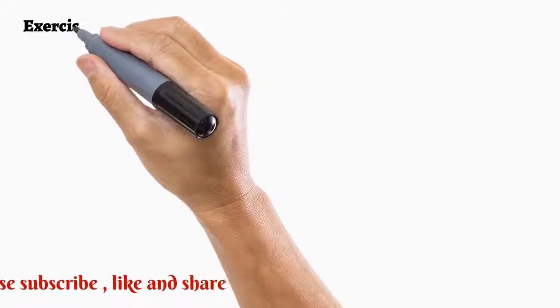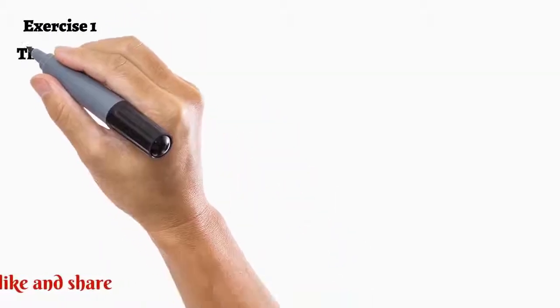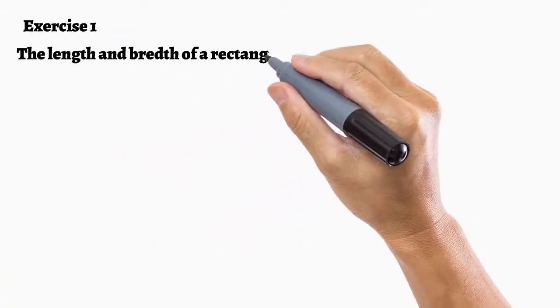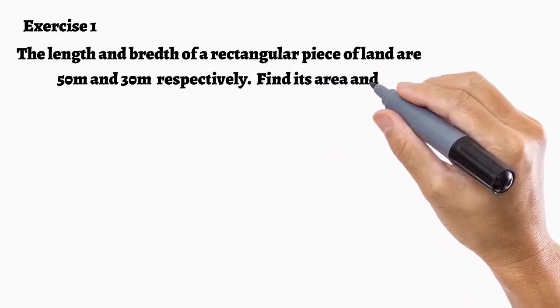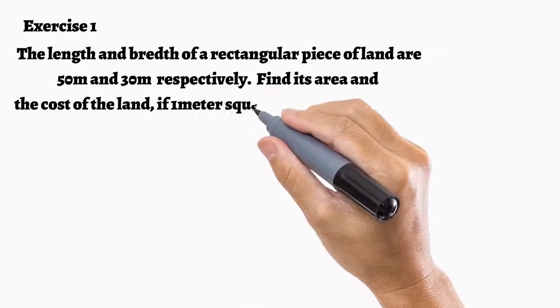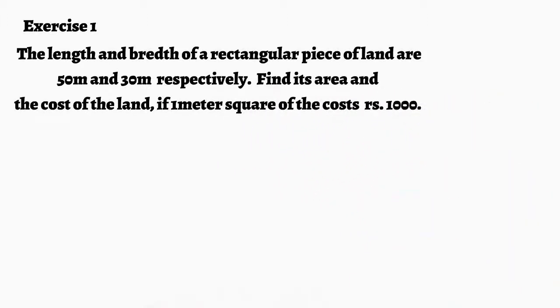Okay, let's see the exercise. Exercise 1. The length and breadth of a rectangular piece of land are 50 meters and 30 meters respectively. Find its area and the cost of the land, if 1 meter square costs Rs. 1000.